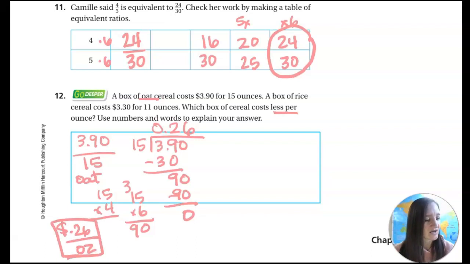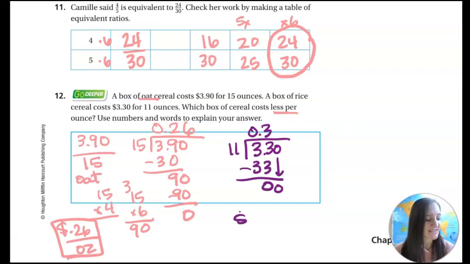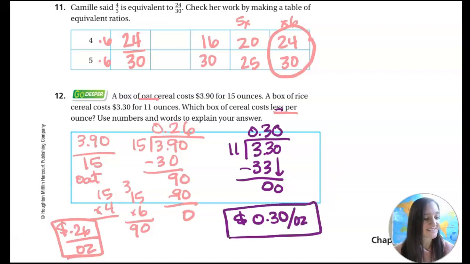And box of rice cereal is $3.30 for 11 ounces. Ah, exactly. Now, I'm not going to say that that's 3 cents, am I? No, I'm going to realize that with money, we always have two numbers behind the decimal. So that is 30 cents per ounce. So which one costs less? Well, the 26 is less than the 30 cents. And the 26 cents per ounce was the oat cereal. Oops.